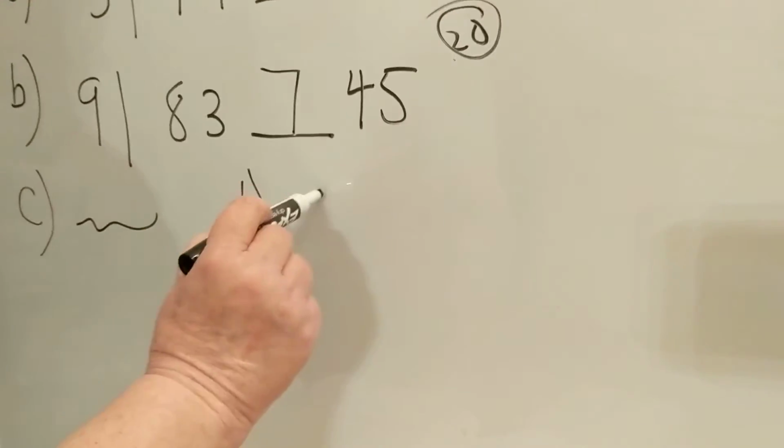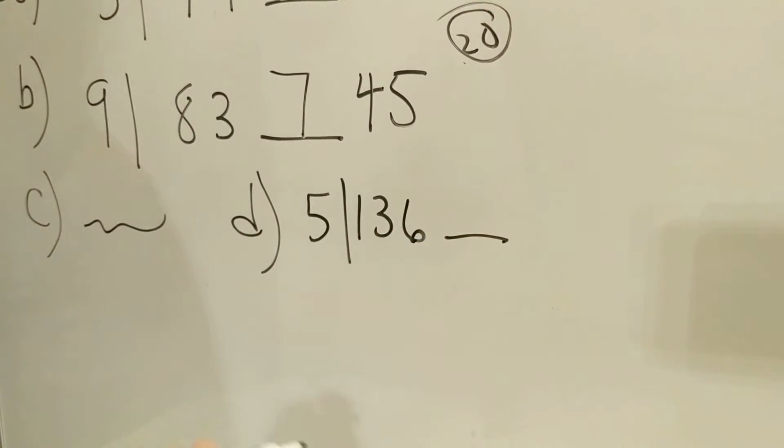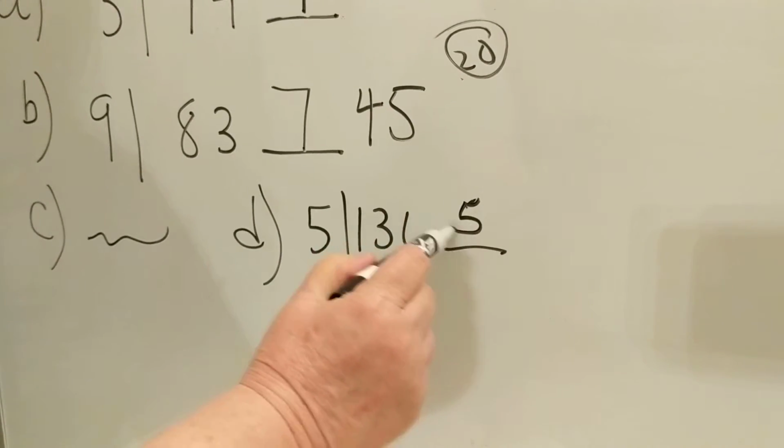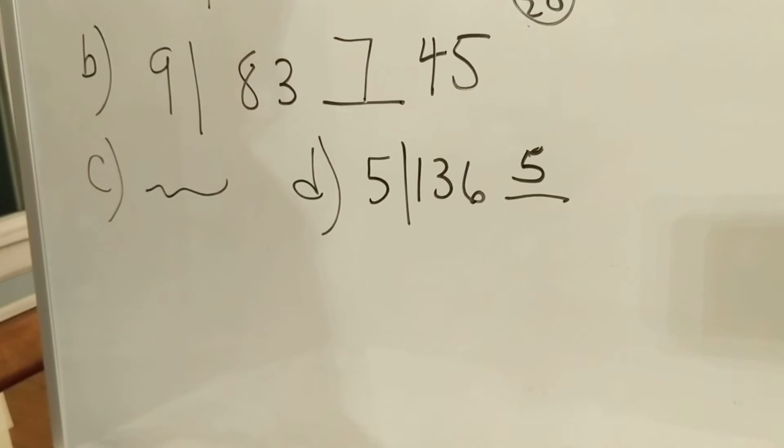5 divides 1, 3, 6, blank. Well, it has to be a 0 or 5, and it says we want the largest, so it's got to be a 5. All right, E.